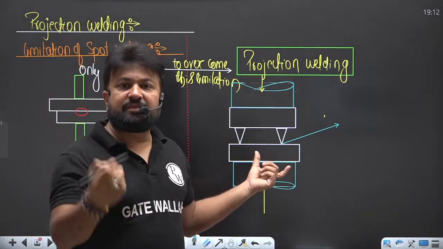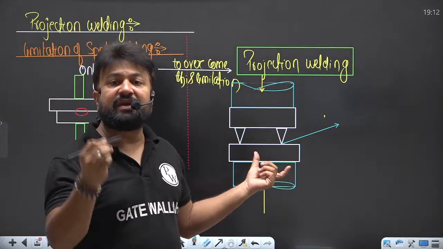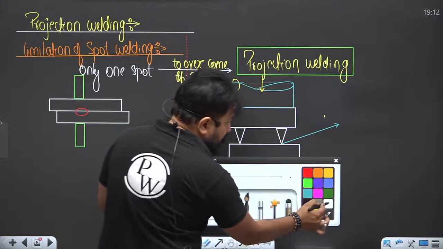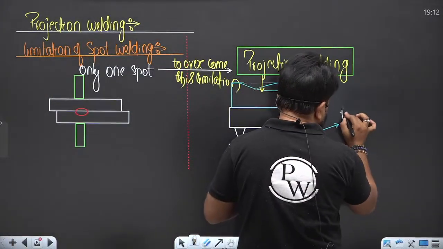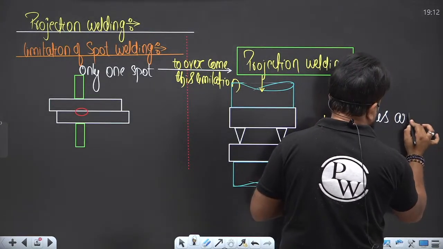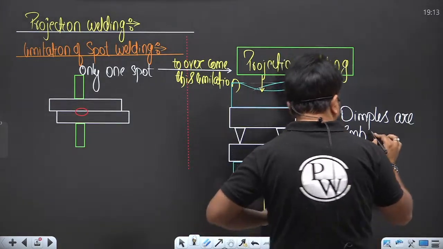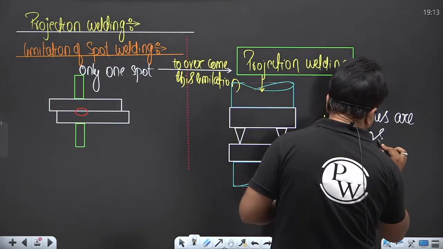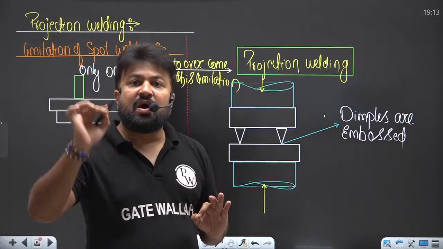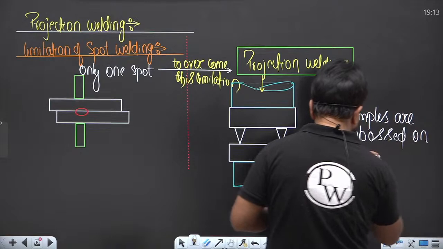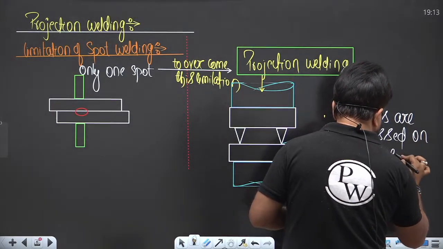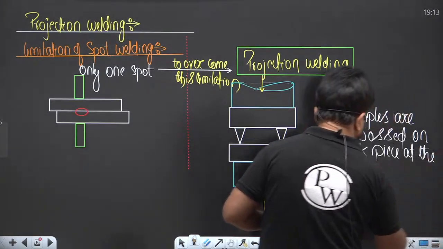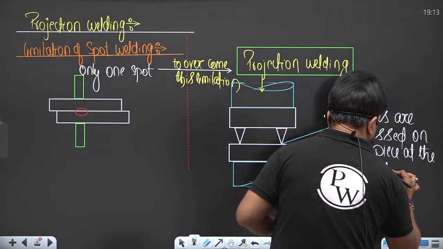Dimples are embossed on the workpiece at the weld location and then placed between a large area electrode, and pressure and current are applied like in spot welding. So let me write down here what we are going to do. Dimples are embossed on the workpiece at the weld location.